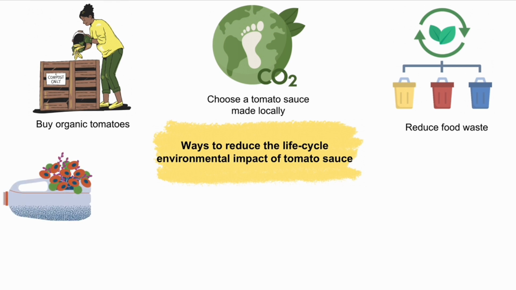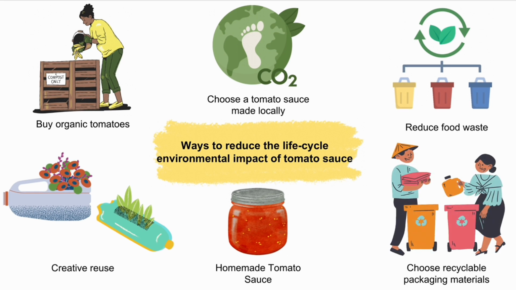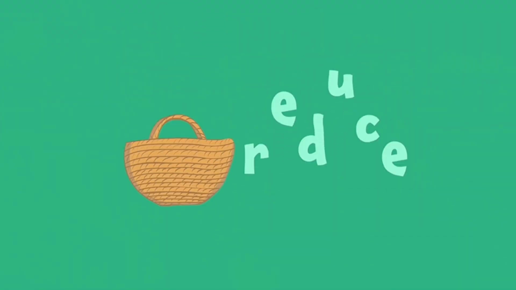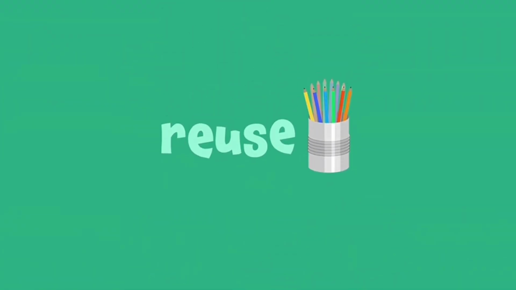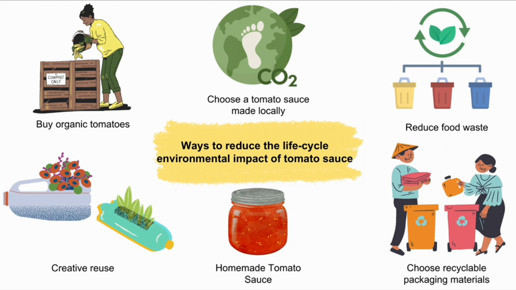Fourth, for some reusable tomato sauce packaging, such as glass bottles, can be cleaned and used to store other items. Creative reuse. Fifth, try to make your own tomato sauce. It allows you to control the source and production process of your food to ensure that it is environmentally friendly and sustainable. Sixth, choosing recyclable packaging materials can reduce the amount of waste and support resource recycling. For some tomato sauce packaging that can be recycled, it can be sent to a local recycling station or waste disposal center for processing to reduce the impact on the environment.